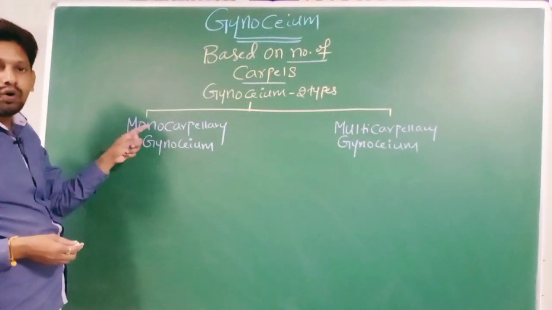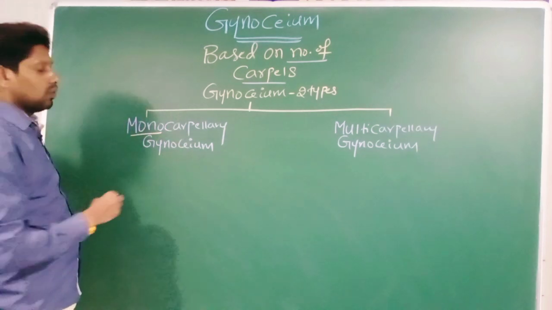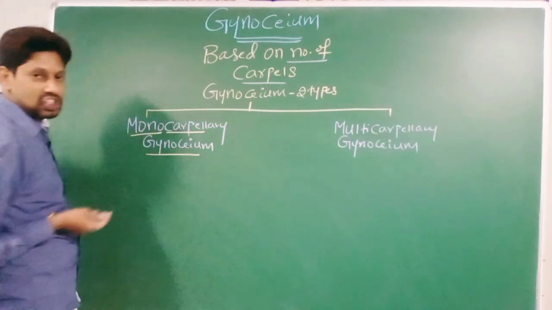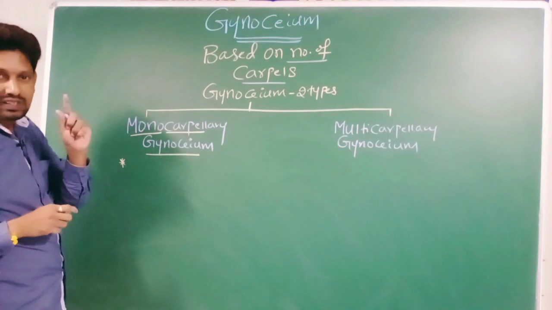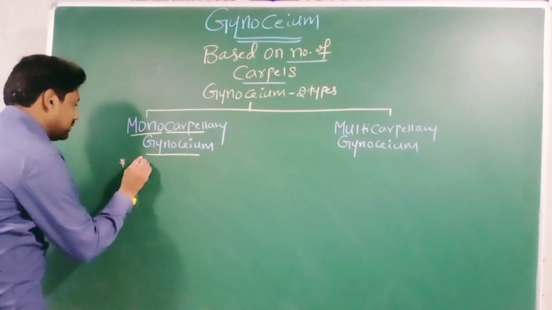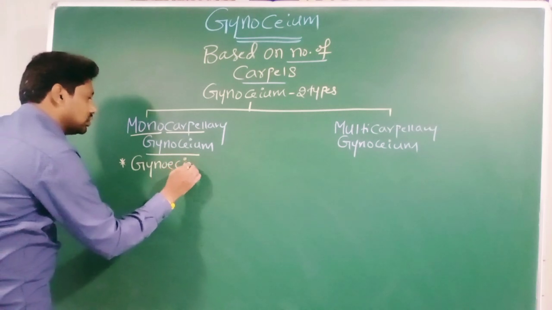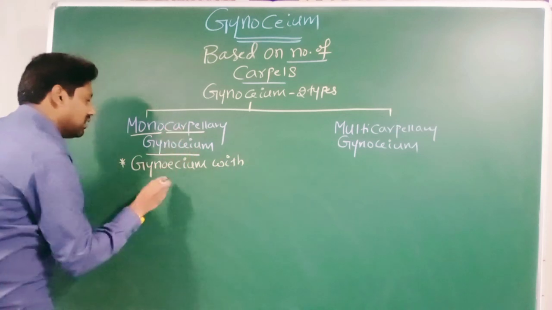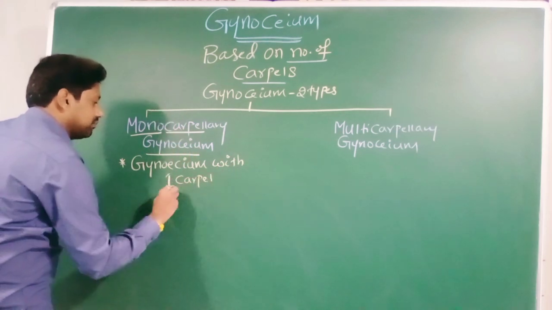What's monocarpillary Gynecium? Mono means how many? One. Carpels are one, in the Gynecium. Therefore, Gynecium with how many carpels? One carpel. Gynecium with one carpel.